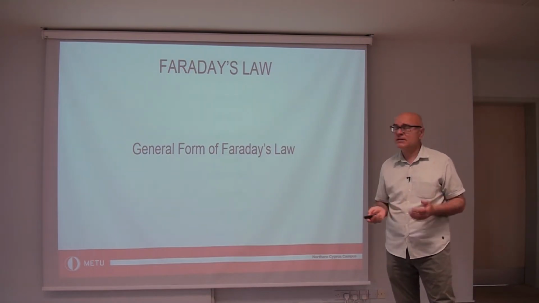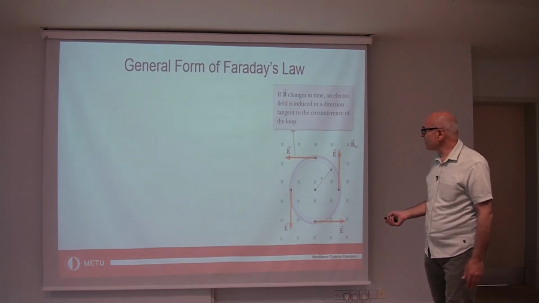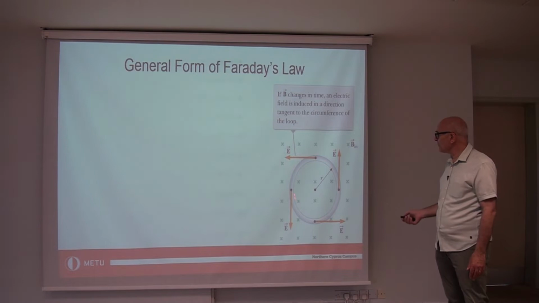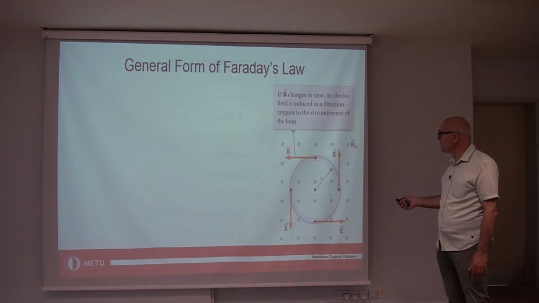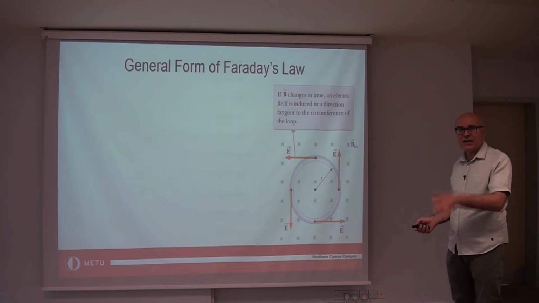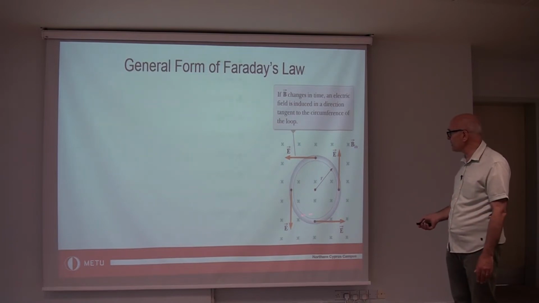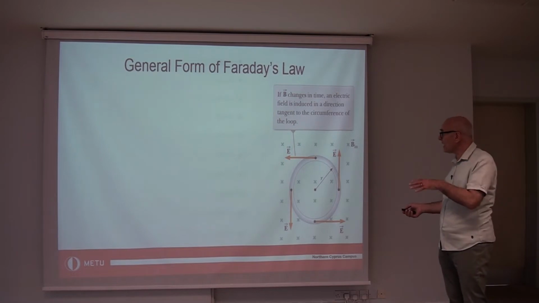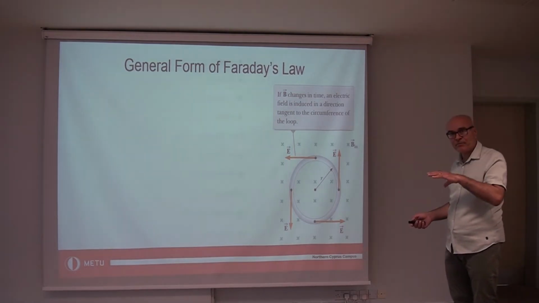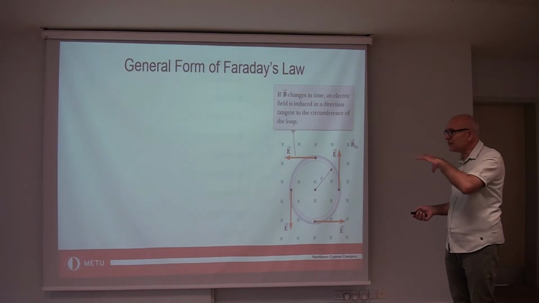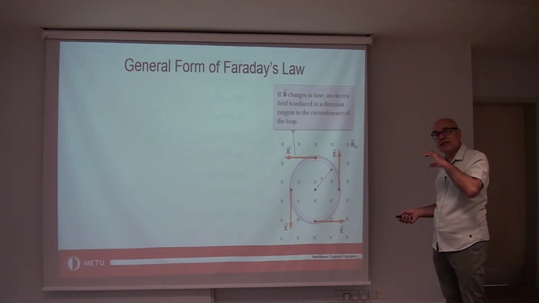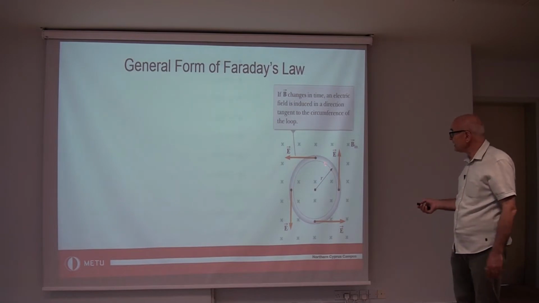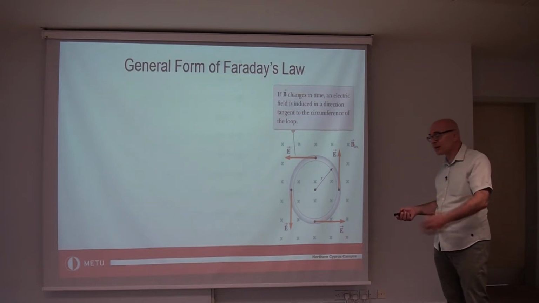So let's consider the situation where we have a ring, and this ring is in a magnetic field. The magnetic field does not vary spatially, meaning that its magnitude is the same, its direction is always into the page, and it doesn't vary from point to point. However, the magnetic field varies with time. In other words, the magnitude of the magnetic field changes with time. Let me assume that in this case it is increasing with time, but it is not varying from point to point. It's spatially uniform, but varies with time.